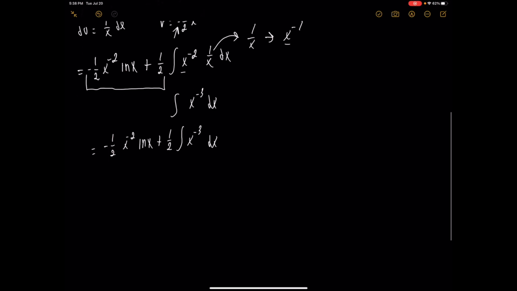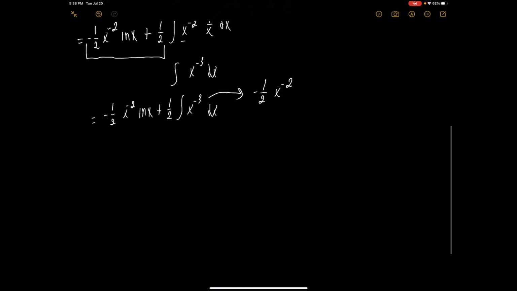Now, I am going to go ahead and integrate x to the negative 3. The integral of x to the negative 3 is just negative 1/2 x to the negative 2. And that's the integral for that. So now we have that. So we have ln x plus 1/2. Now remember, we need to multiply this, right? So we'll have negative 1/2 x to the negative 2.